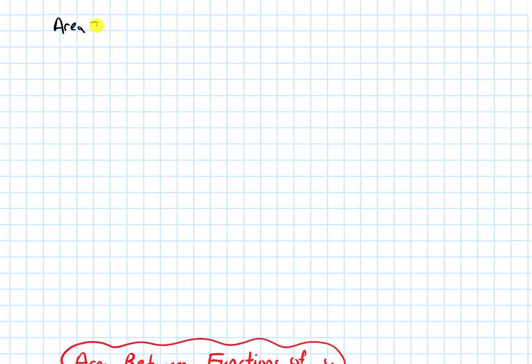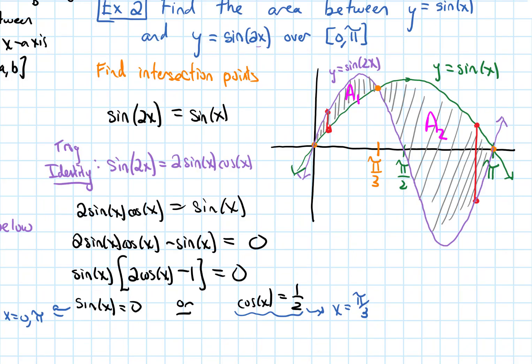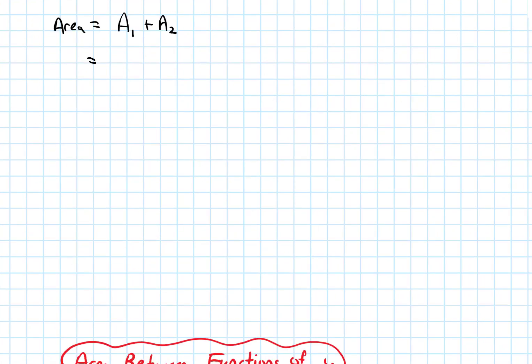So if we want the area, we've got to add up the area of A1 plus the area of A2. For A1, looking at my picture, if I think about my x values, they go from 0 to pi over 3, and the top function is sine of 2x. So I go integral from 0 to pi over 3. The top function is sine of 2x, and then minus the bottom function, which was sine of x for that region. And then I write dx.